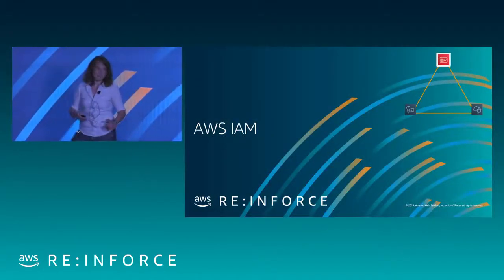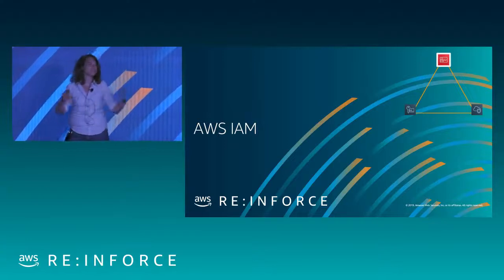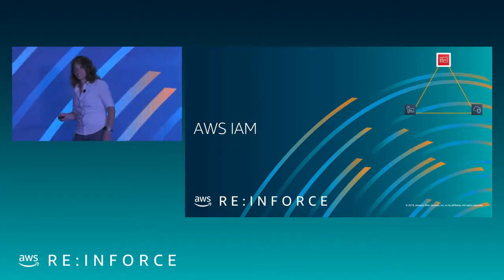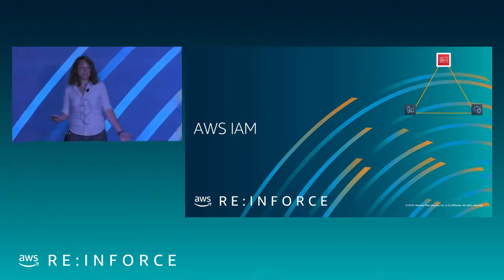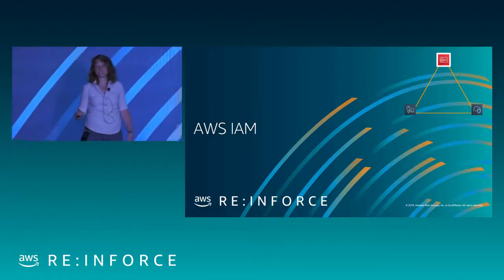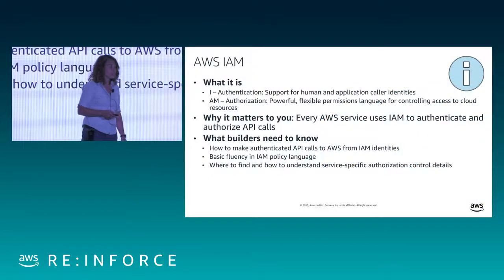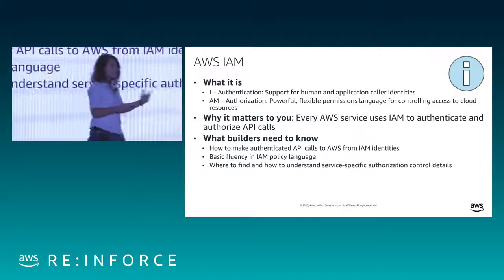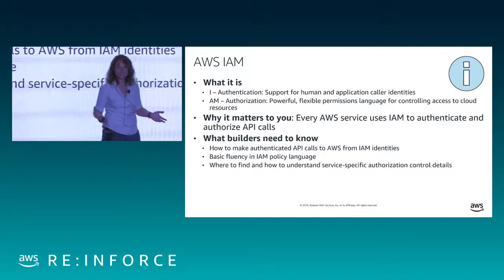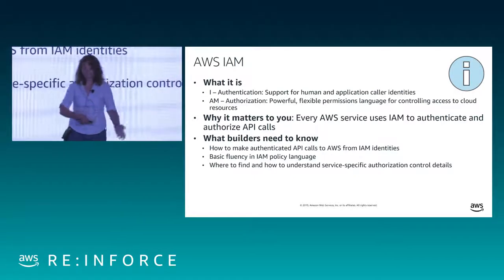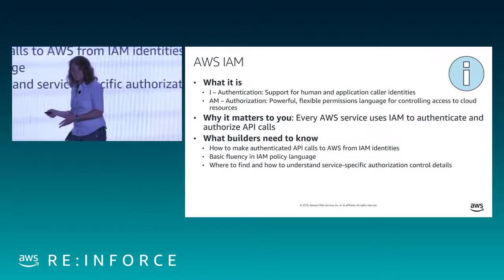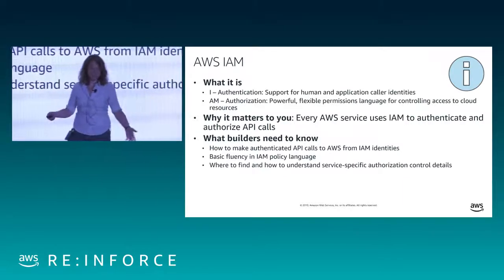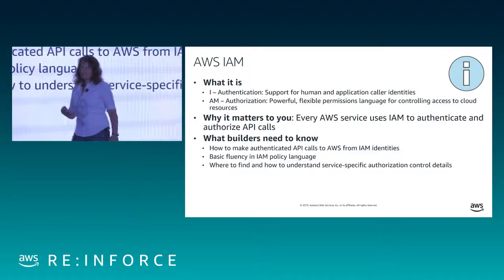All right, IAM. Of these 3 patterns, if you know nothing else, this is what you need to know to secure your environment. IAM, Identity and Access Management in AWS. The 411 on this is authentication and authorization in AWS. The I stands for authentication and the AM stands for authorization. Identity, access management. And why do you care about this?